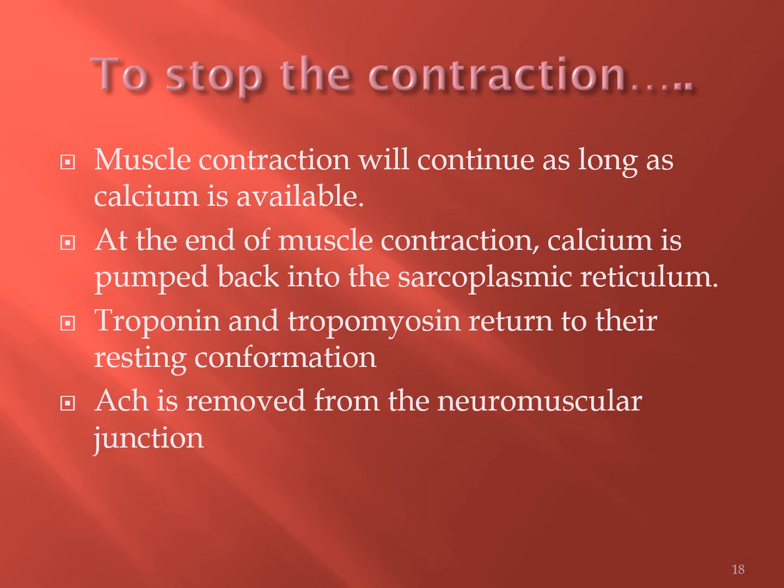As we just mentioned, to stop muscle contraction, we have to remove acetylcholine, and we have to remove calcium in order for these things to be stopped. So muscle contraction will continue as long as calcium is available. At the end of muscle contraction, calcium is pumped back into the sarcoplasmic reticulum, and troponin and tropomyosin return to their resting configuration. And acetylcholine is removed from the neuromuscular junction through the enzyme activity of acetylcholinesterase. Basically that splits it up. It kind of digests the acetylcholine. We can reuse part of it, but for some reason we don't get to just push it back into the neuron.